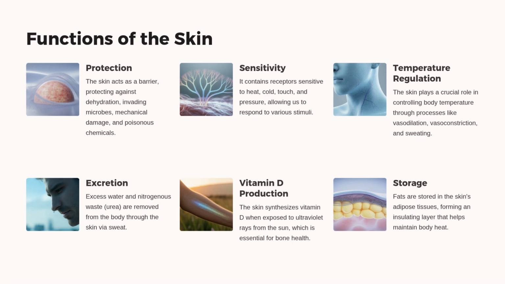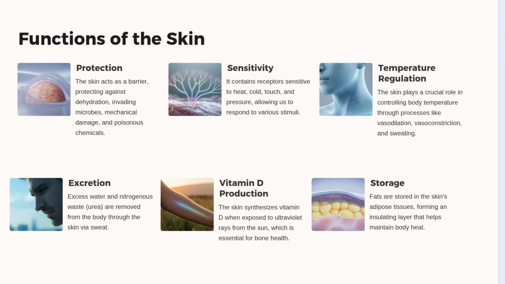Excretion. Excess water and nitrogenous waste, urea, are removed from the body through the skin via sweat. Vitamin D production. The skin synthesizes vitamin D when exposed to ultraviolet rays from the sun, which is essential for bone health. Storage. Fats are stored in the skin's adipose tissues, forming an insulating layer that helps maintain body heat.